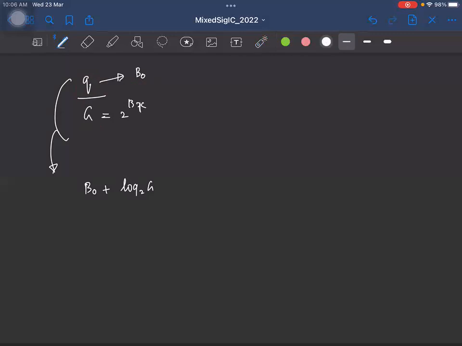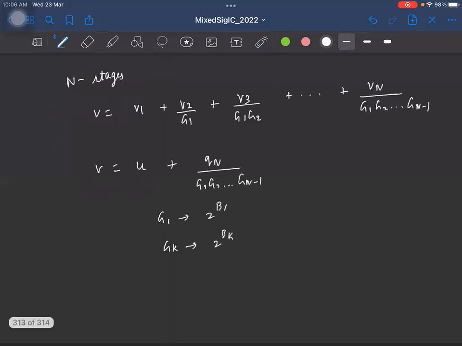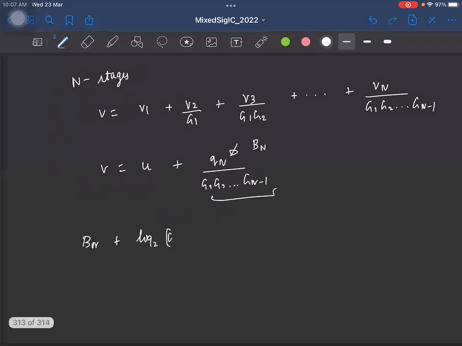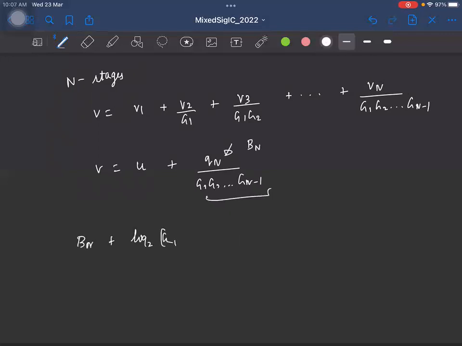By the same token, for the n-step ADC, can you say what is the effective resolution? Let's say Q1 is coming from an ADC with a resolution of Bn bits, and I don't know what these individual gains are. So what is the overall resolution? This entire gain, G1, G2 till Gn minus 1.